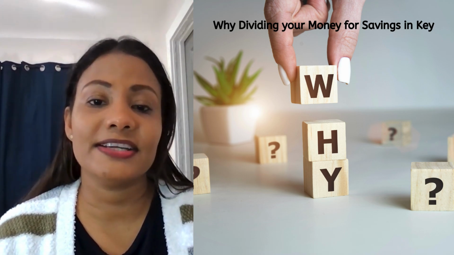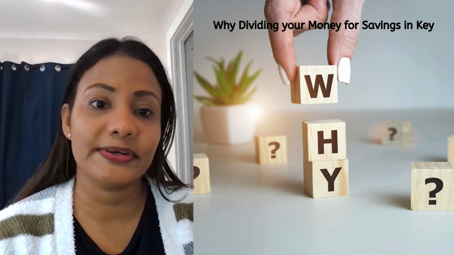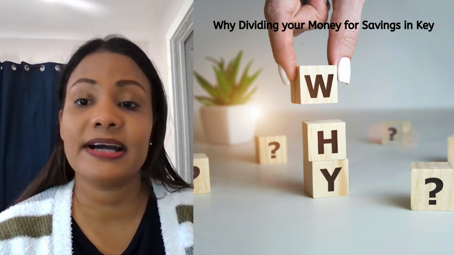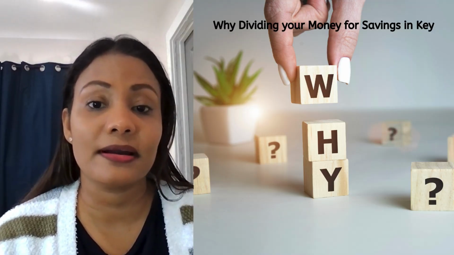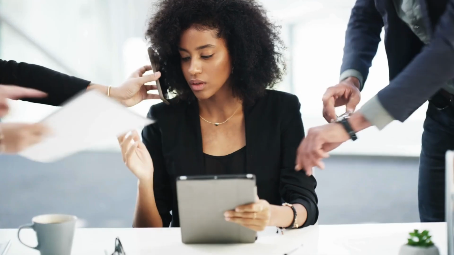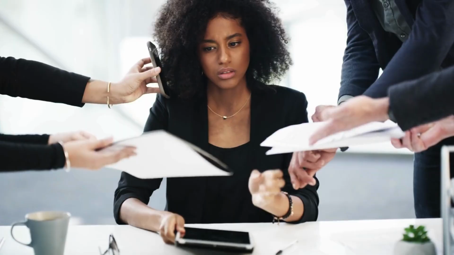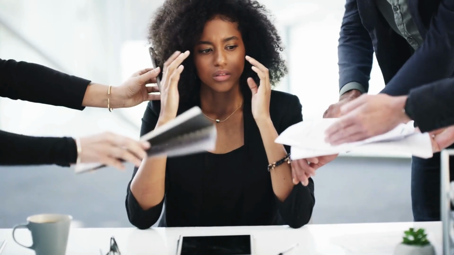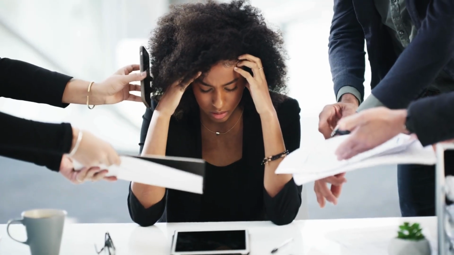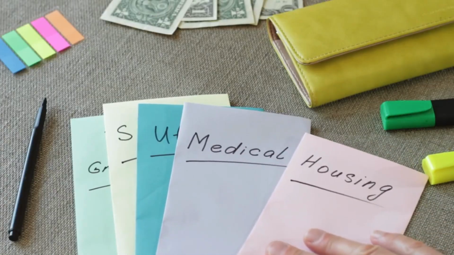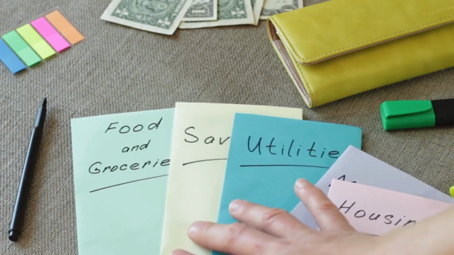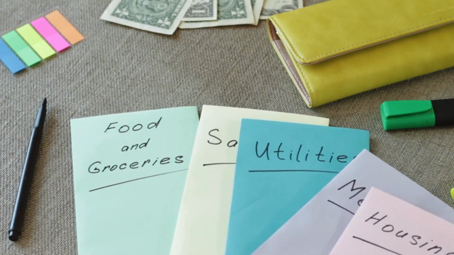Before we jump into how to divide your money, let's talk about why it's so important. When you have multiple savings goals, whether it's building an emergency fund, saving for retirement, or even saving for a big purchase like a home or vacation, knowing how to divide your money across these goals is essential. It's like having different savings buckets. If you don't prioritize where your money goes, it can be easy to let one goal fall behind while another takes all the attention. By dividing your money for savings, you ensure that each of your financial goals gets the attention it needs and that you're constantly making progress toward building wealth.